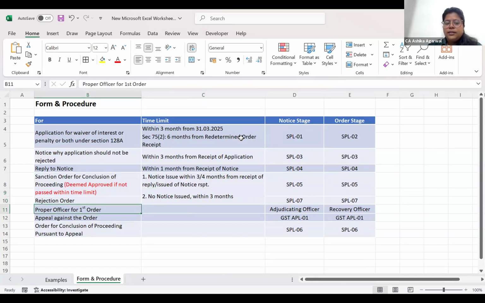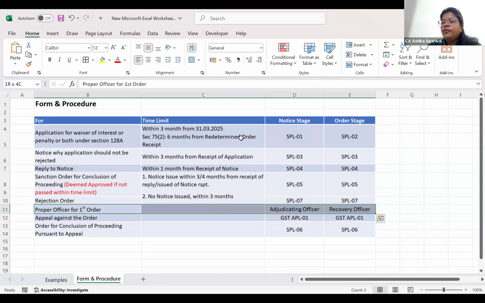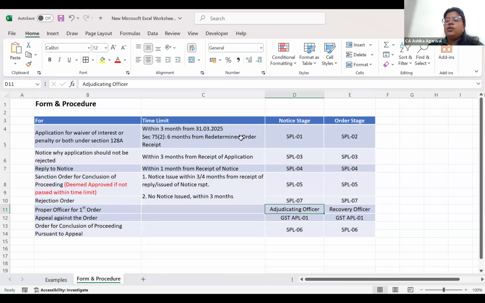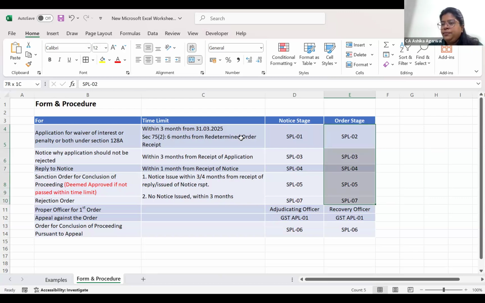Then one more thing is about the proper officer, the person who will be assigned these cases. We should know, because if any issue arises, we can talk to them and sort it out. For the notice, they are saying the adjudicating officer, meaning the person who was required to issue the order, will be the person who will handle this case. See the benefit under this scheme. In case of the order, they are saying it will be the recovery officer, section 79. So it has been passed to the recovery officer to check.